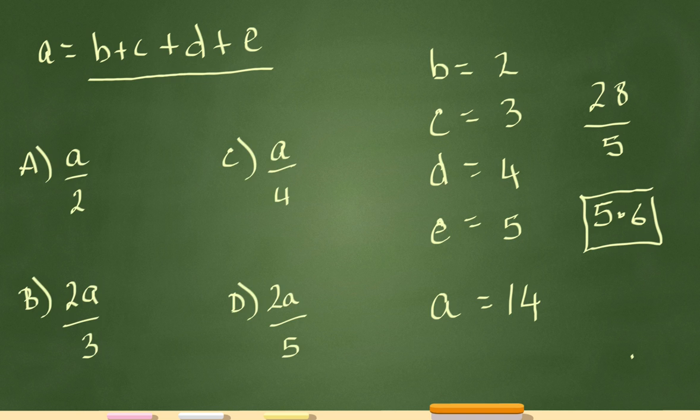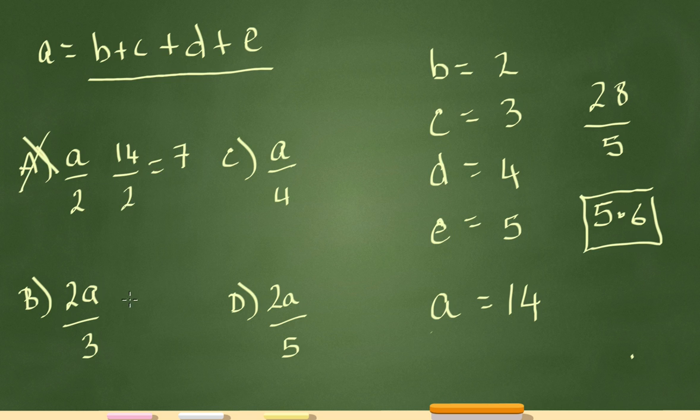Cool, so now let's pull up the answer choices. Answer choice A is A divided by 2, B is 2A divided by 3, C and D over there. Now I'm going to plug my A back in. Remember, my A was 14. I'm going to plug my A, 14, back into all my answer choices and see which one gives me the average of 5.6 or 28 divided by 5. So let's go to A. A will be 14 divided by 2, which is 7. And I can eliminate A.